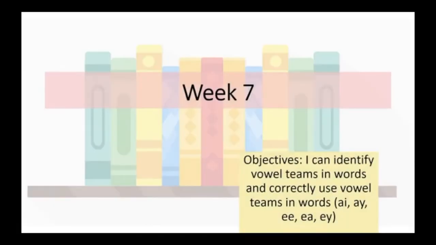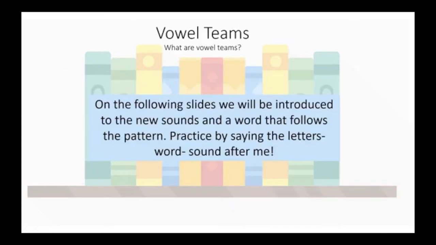Objectives this week are to identify vowel teams in words and to correctly use vowel teams in words. The vowel teams we're going to be working on are AI, AY, EE, EA, and EY. To start off, let's discuss what vowel teams are. Vowel teams are vowels that are joined with another letter, and they work together to make a sound. Sometimes both letters can be vowels, but not always.